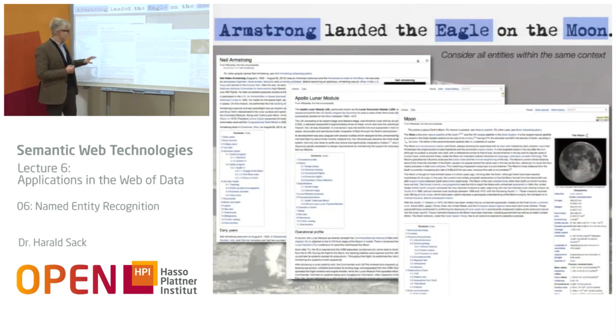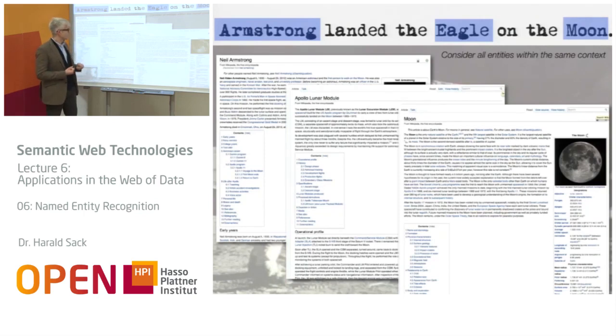So what you can do here is, for example, look at the texts and try to find Eagle, Moon, and Armstrong in all of these pages. And then you can also take into account how often they occur together. This is called a co-occurrence measure. It is a statistical and linguistic measure that can be used to decide which is the right context, which one is the right entity, which I should choose for disambiguation.